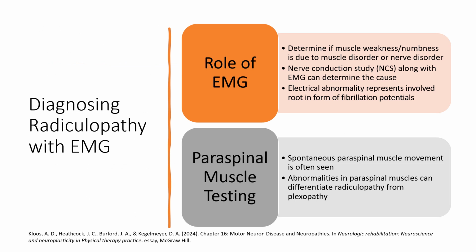Now, let's look at diagnosing radiculopathy with EMG. EMG plays a crucial role in determining whether muscle weakness or numbness is due to a problem in the muscle itself or the nerve supplying it. Let's look at an example. If a patient is experiencing foot drop, it could be due to a muscle problem like in muscular dystrophy or a nerve issue such as a pinched nerve in the lower back. When we combine EMG with NCS, this will help us distinguish between these possibilities.